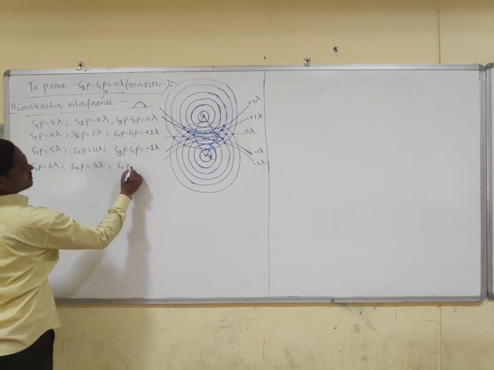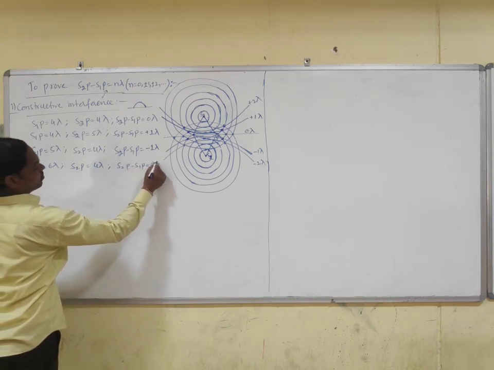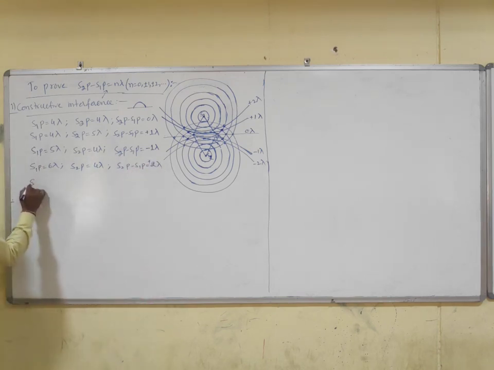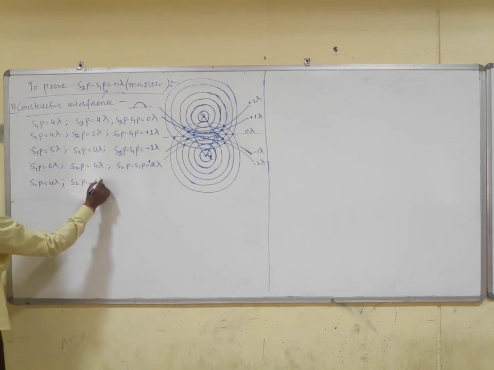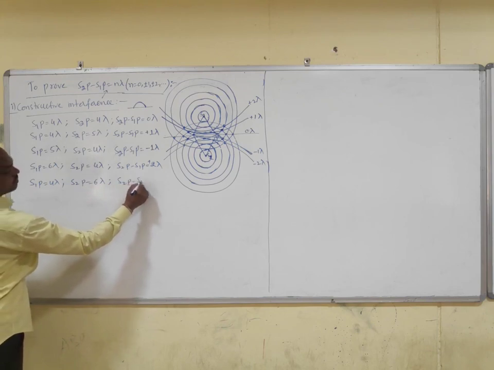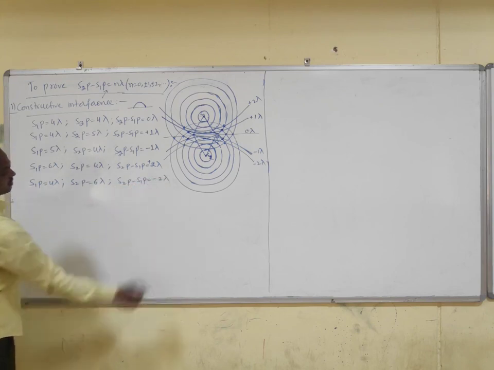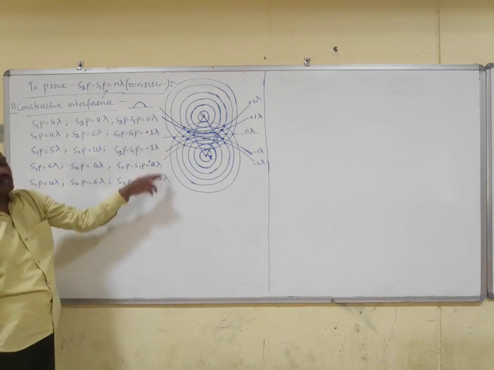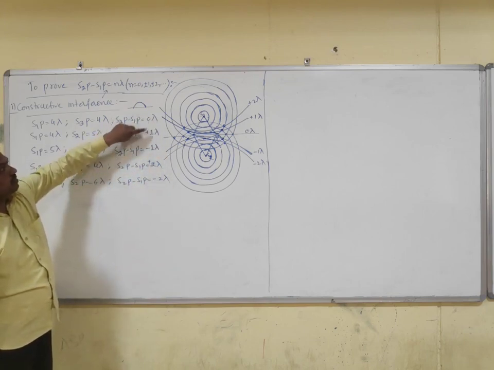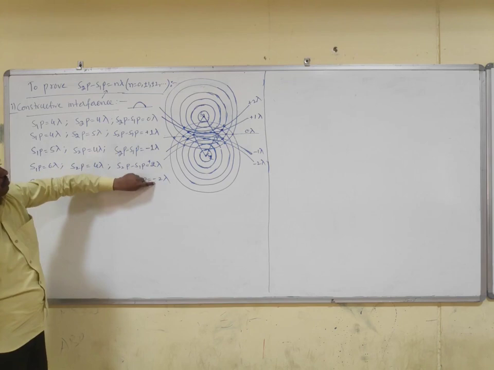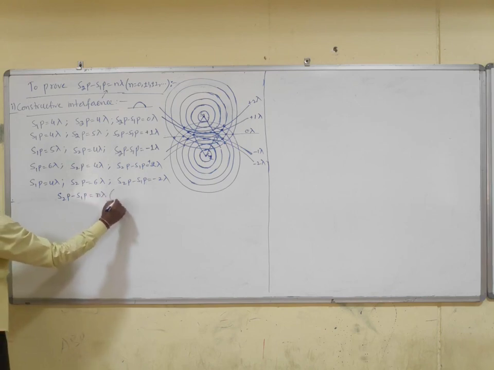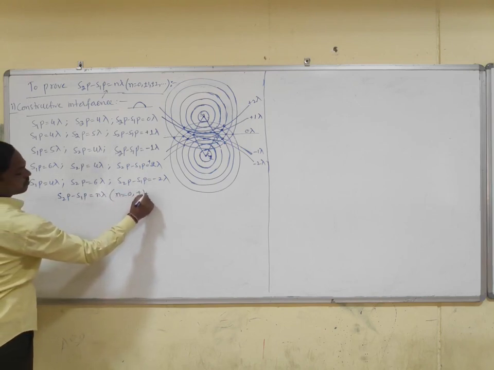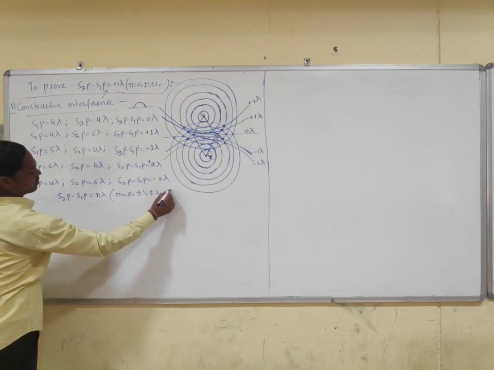So S2P minus S1P is equal to plus 2 lambda. Now next S1P is equal to 4 lambda. S2P is equal to 6 lambda. S2P minus S1P is equal to minus 2 lambda. So now you look at this, lambda is common. First we are getting 0, plus 1, minus 1, plus 2, minus 2. So then we can generalize this as S2P minus S1P is equal to n lambda, where n will be 0, plus or minus 1, plus or minus 2, and so on.